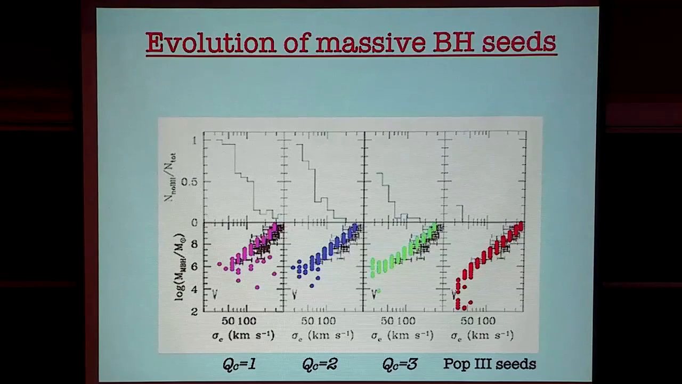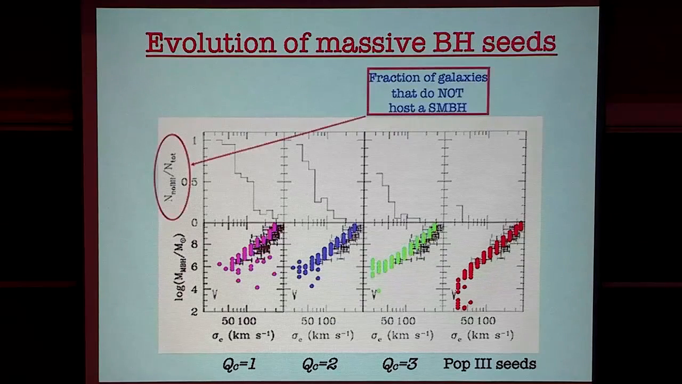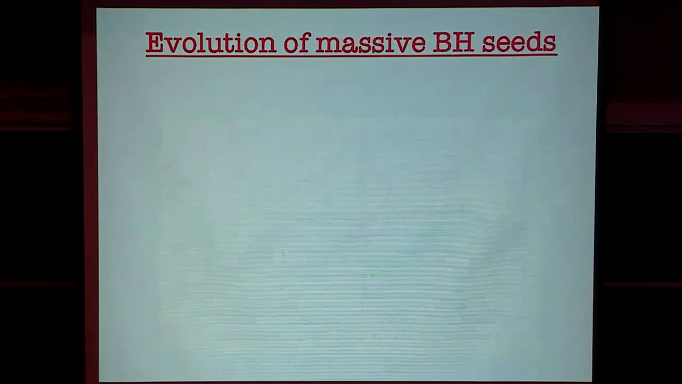And we can then compute what the predictions are at redshift 0 for the M-sigma relation, for instance. What's shown here is the data with the error bars in black, and what is shown with the colored dots are from several Monte Carlo realizations of these models for various efficiencies of initial black hole formation. And notice what you find, one of the key predictions is the halo occupation fraction, that in the models with massive seeds, there's actually a fraction of galaxies that do not host a supermassive black hole at low redshift. And that's one of the key differences.